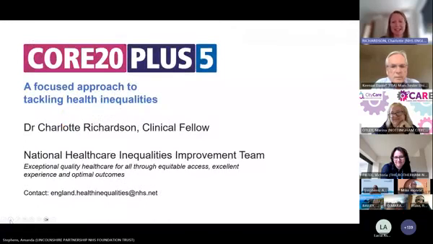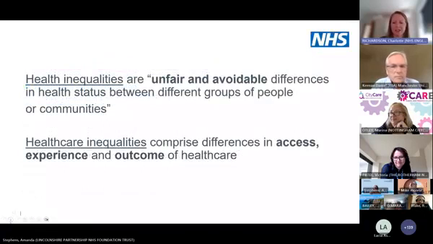So on the next slide is the definitions of health inequalities. On the next slide. So we know that they are unfair and avoidable differences in health status between different groups of people or communities. And the key word here is avoidable. So these are things that we can intervene in and make a difference. And it's not just outcome that we see inequalities in, it's also relevant that there are inequalities in the access to healthcare and the experience of healthcare.